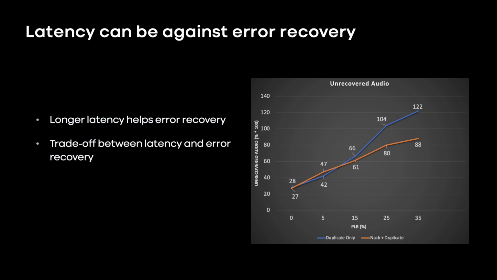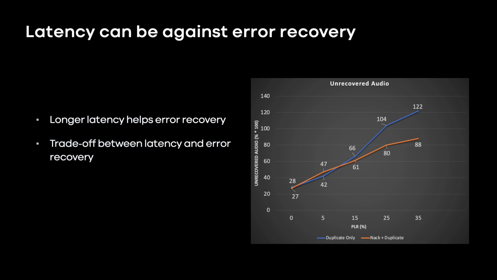The next graph shows recovery rate. We show the unrecovered audio percentage times 100 on the y-axis to show how much audio is not able to recover from packet loss. We can clearly see from this graph that when packet loss is over 15%, NAC plus duplication reduces the unrecovered audio percentage more than audio duplication alone. So this result tells us that if we let the receiver side wait longer, it helps the error recovery for audio. This implies there is a dedicated trade-off between latency and error recovery.